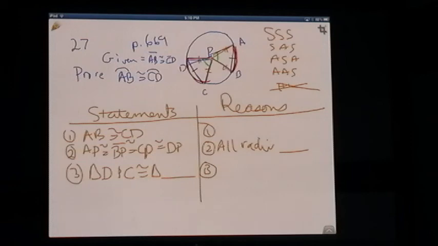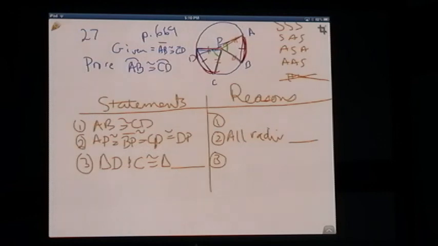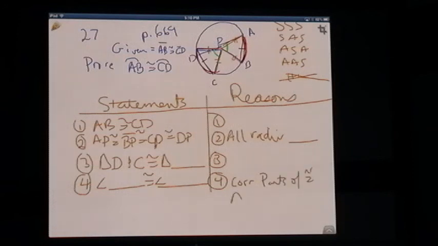Okay, now that we've proven that those two triangles are congruent, we can prove that there are two angles in there that are congruent. What two angles do we care about proving are congruent? And why are they congruent? Corresponding parts of congruent triangles are congruent. If you've forgotten what CPCTC means, I thought it would be a good idea at that point.